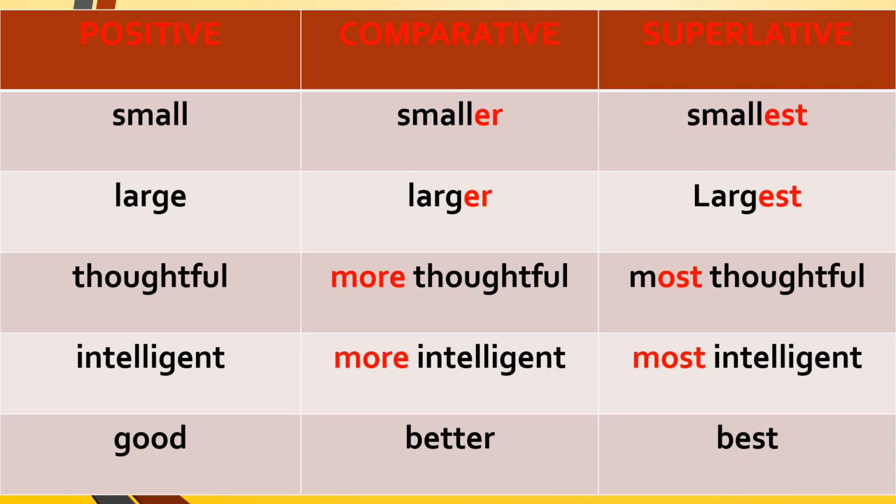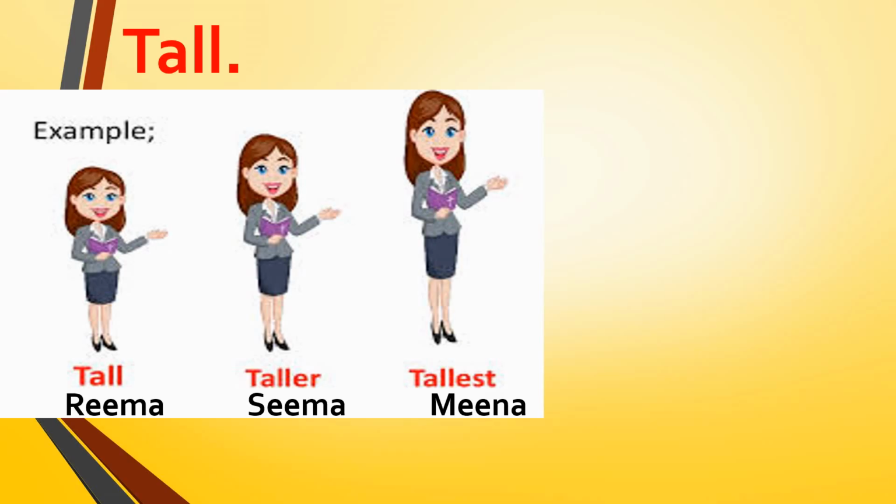For example, small, smaller, smallest; large, larger, largest; thoughtful, more thoughtful, most thoughtful; intelligent, more intelligent, most intelligent; good, better, best. These are the examples of comparison of adjectives. We will look at another example.